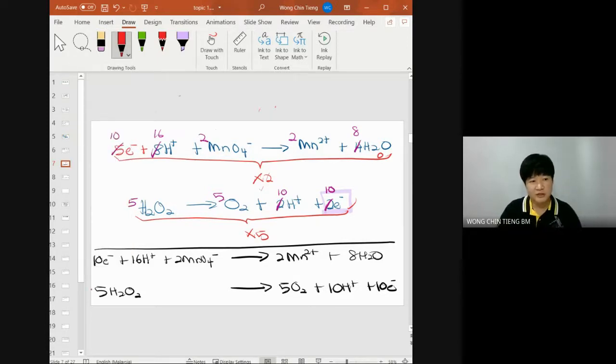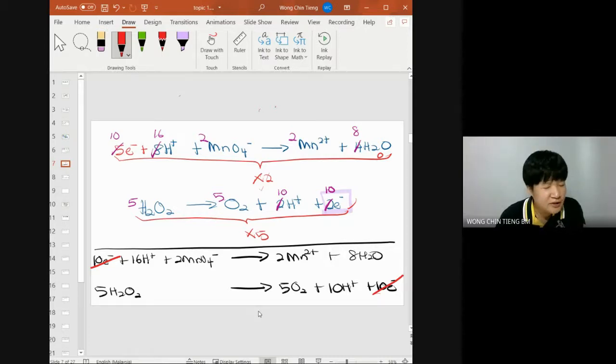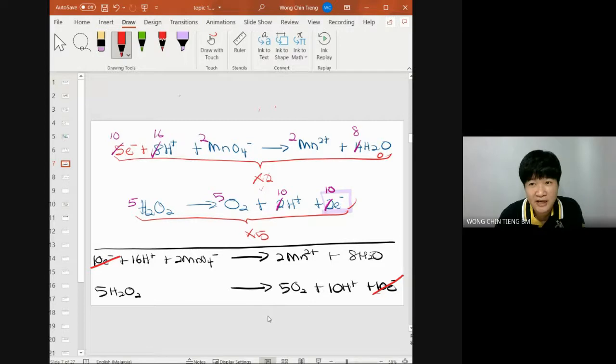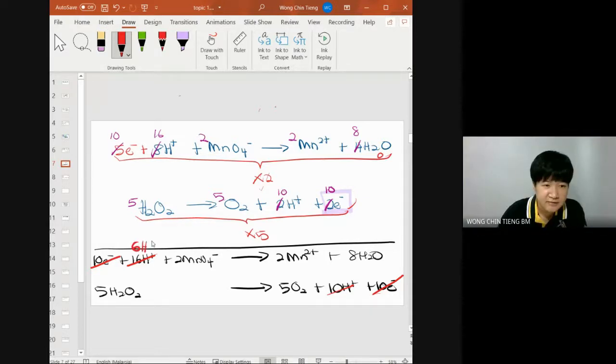So first thing, electron must be equal. Cancel, cancel. Okay, apa yang repeat lagi dalam ni? Anis Izzati? Hydrogen. Hydrogen or hydrogen plus? Hydrogen plus, H plus. Kita tak ada hydrogen ya guys. We have H plus over here. And I have 16, I have 10. So tinggal di bahagian, tinggal ke equation atas ke equation bawah? Atas tinggal 6 H plus. Salin, tulis. Tulis besar-besar.